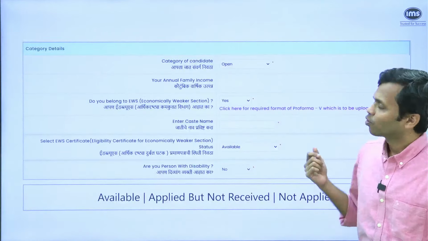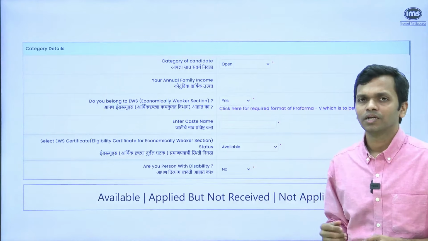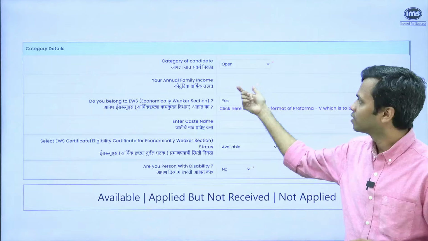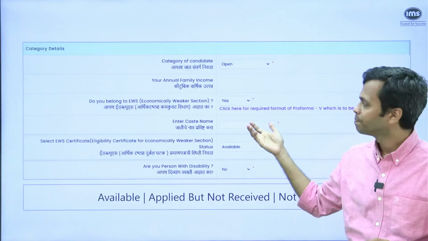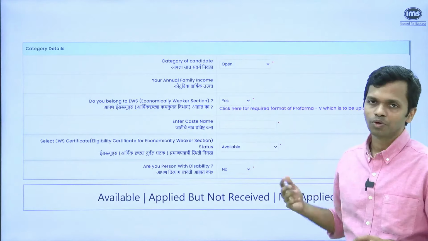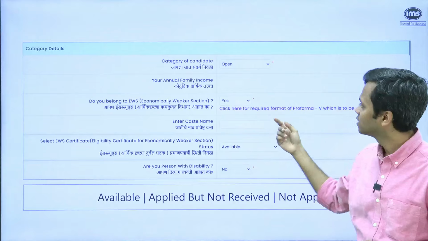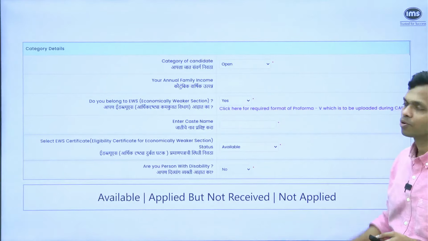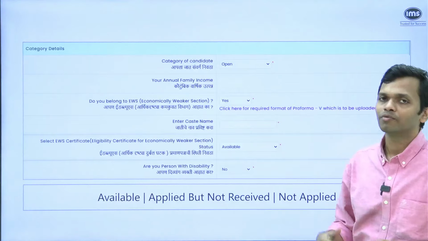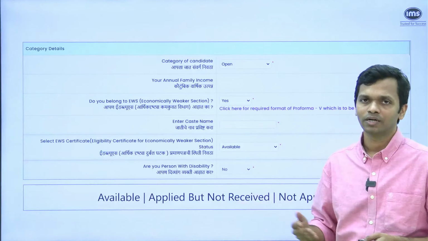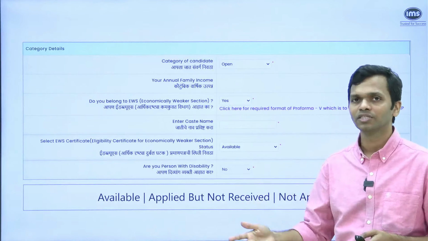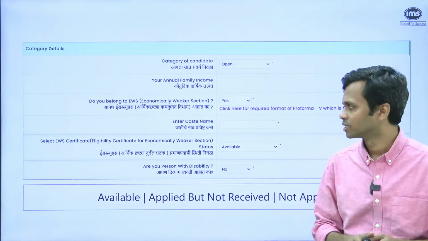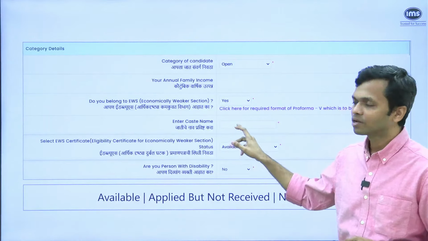Now let me show you how it looks for open, and how it will appear if you end up selecting EWS. So let's say I select open. It asks for the annual family income and then whether you belong to EWS or not. Now let's say you select yes. It shows a link, click here for the required format of Proforma 5, which is to be uploaded during CAP. So you don't have to have it right now. You can upload it at a later point of time, which is after the CET result, once the centralized admission process begins. Then you have to enter the caste name.